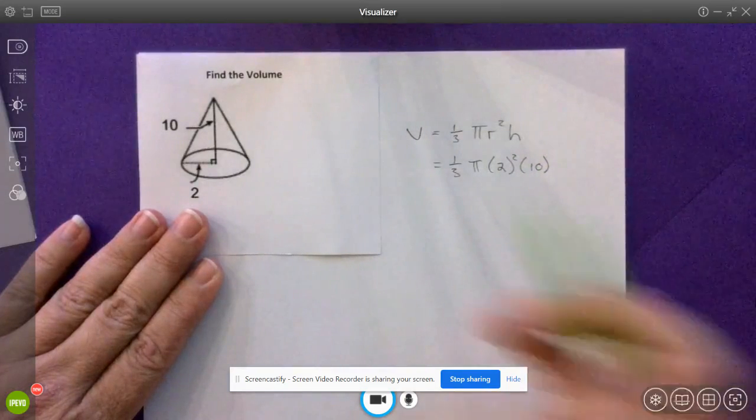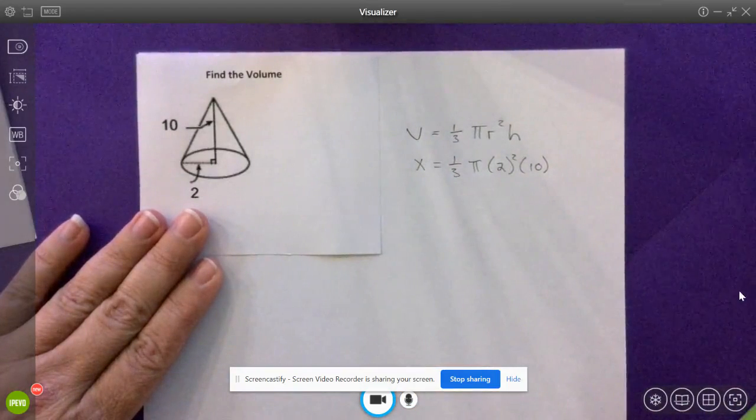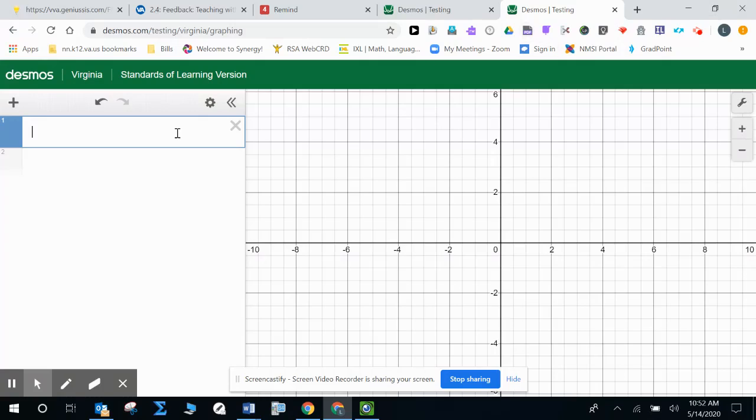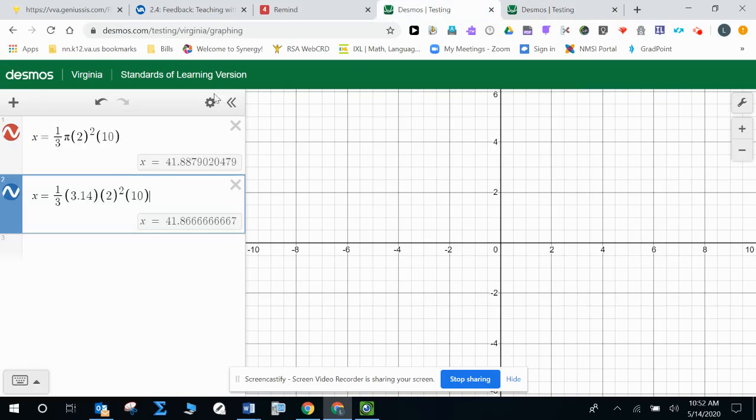Now when I plug this into Desmos, I can't use a V, so what we're finding is the volume. I'm just going to use an X right there. So I'm going to go to Desmos, and I'm going to start by plugging in X equals. Now for pi, you don't have to go down to the little keyboard down here. You can just start typing the word pi, so P-I, and then the pi would automatically show up. So I'm going to show you what it looks like when I'm done typing it in. We have 1/3 pi 2 squared times 10, and my answer is 41.9 if I round that to 1 decimal.